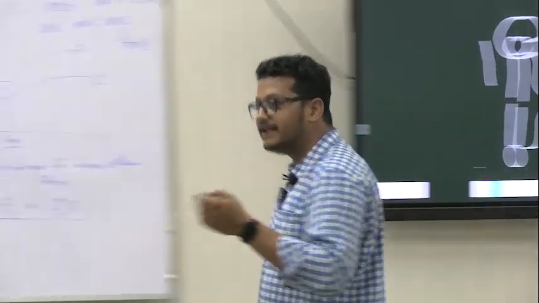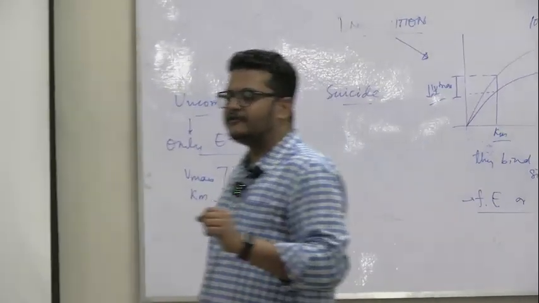So the uncompetitive inhibitor for placental alkaline phosphatase is phenylalanine. It's an aromatic amino acid. Very classical example. You will come to know about this enzyme. Next is suicide inhibition.